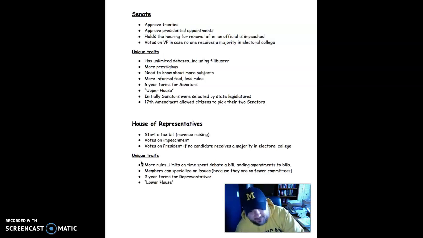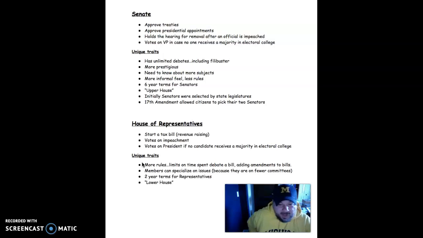Last and certainly not least, if there is no clear presidential winner in the Electoral College, the House of Representatives gets to make the call on who's the president. Now, it's not quite as simple as in the Senate when they select the vice president. In the House, it's a little more complicated in that every state has one vote. So all the representatives from your state get together, you vote who you want for president, and whoever gets the most representatives, that's who your state's going to vote for.